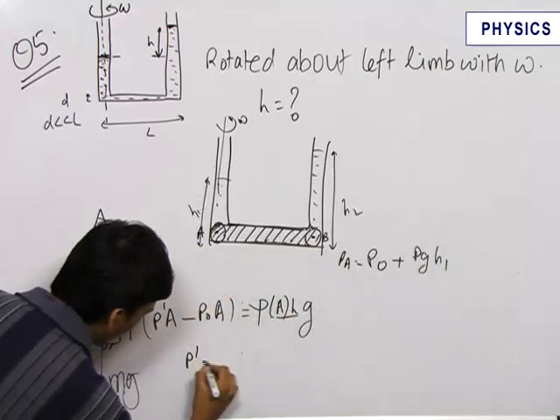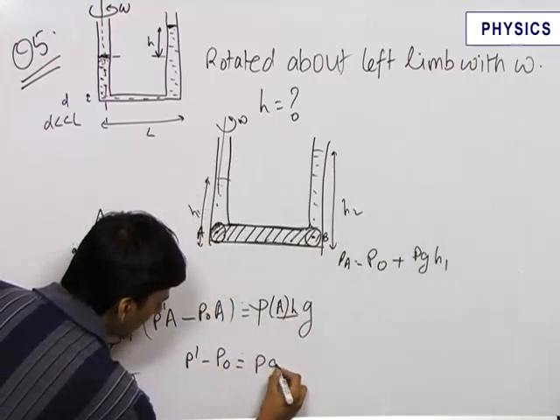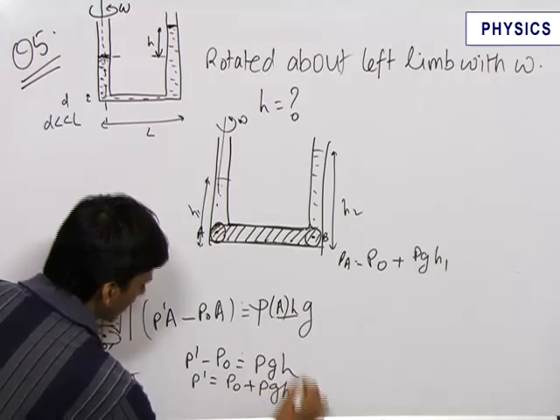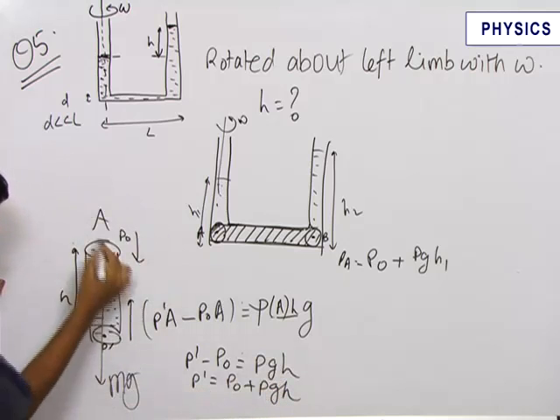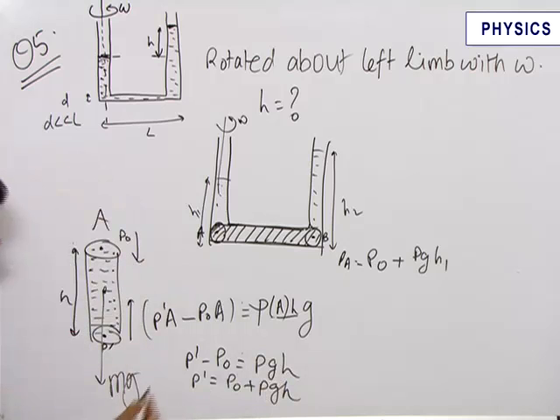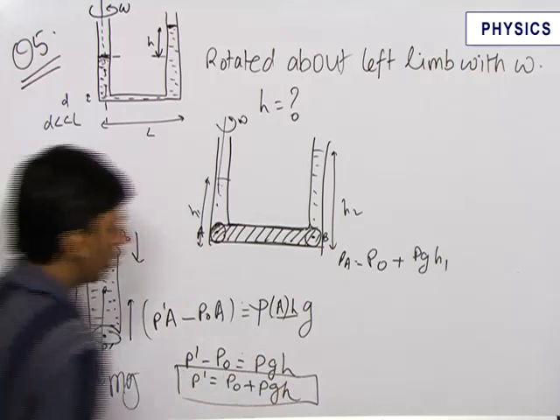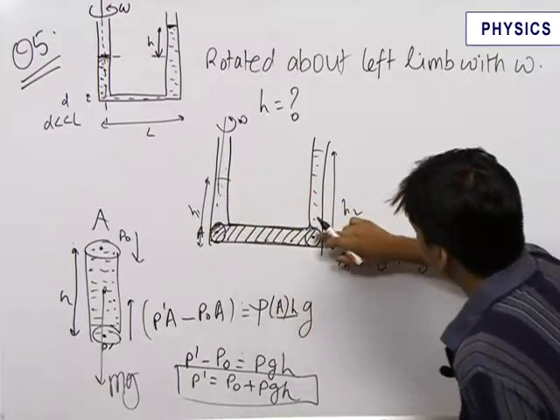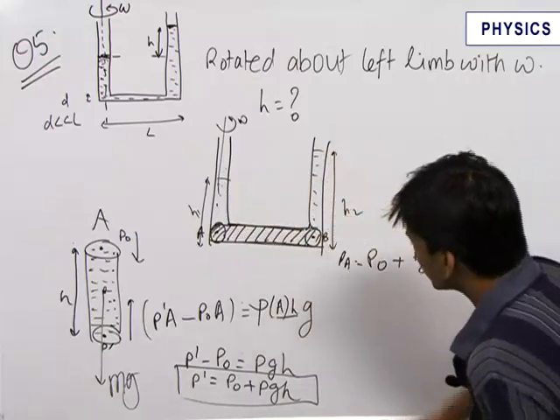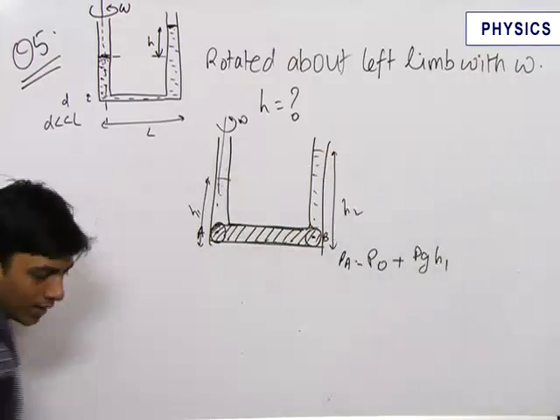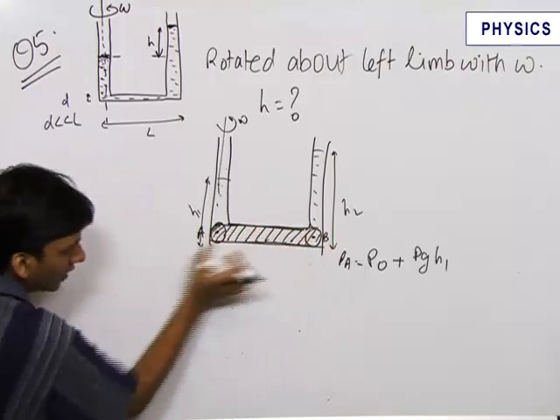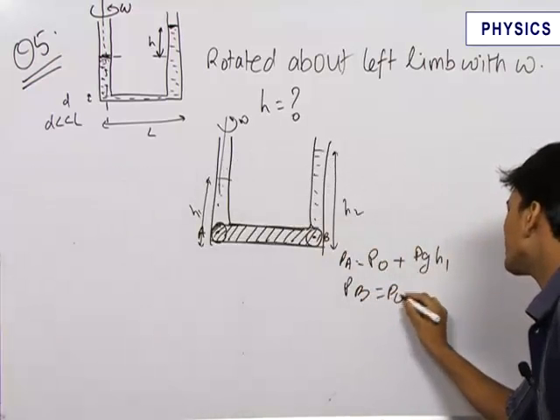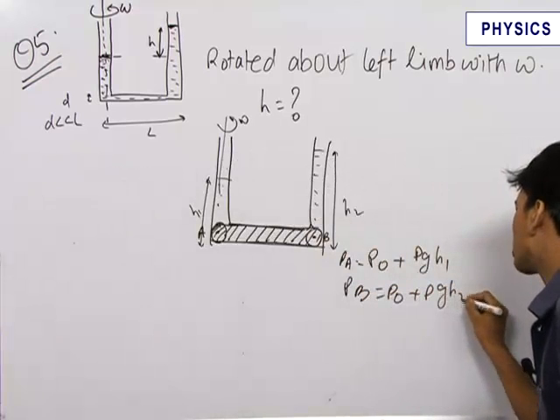Therefore P dash minus P naught is equal to rho g H. Therefore P dash is equal to P naught plus rho g H. We could write this because there was no acceleration of this water body in the vertical direction. Therefore this equation still holds true. Therefore we can directly write the pressure at this point to be P naught plus rho g H1. The pressure at this point to be P naught plus rho g H2. Let us now concentrate on this body of water, cylinder of water rather, which we have taken. PB is equal to P naught plus rho g H2.